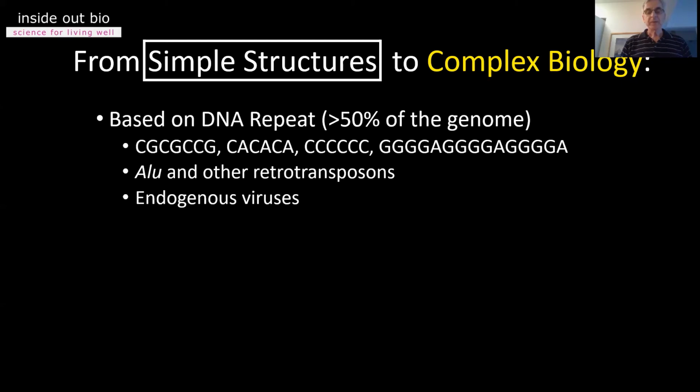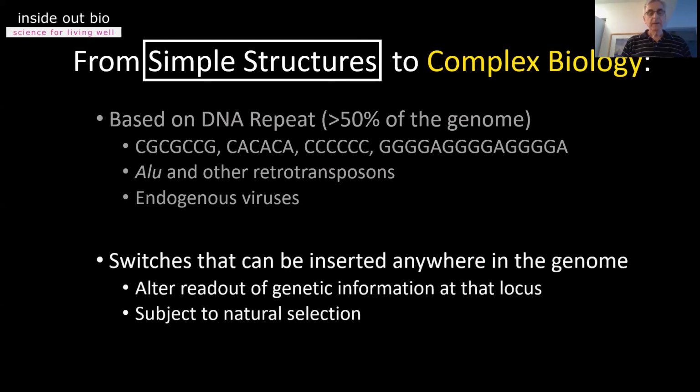These are selfish elements that copy themselves into RNA and then paste themselves back into the genome at any odd place, normally in active genes. Or flipons can be formed by endogenous viruses that have been captured by the genome at some time in history. These flipons can be anywhere within the genome, and by their nature, they are switches. They can change shape from one conformation to the other and alter readout of genetic information at their locus. Because of their effects on phenotype, they are subject to natural selection and are very much a genetic element, as are codons.